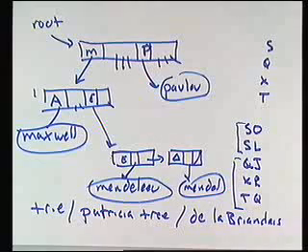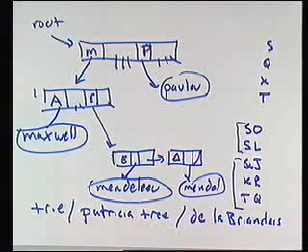There's other things in section 8.2 as well, among them a different kind of trie implementation and also something called a digital search tree, but don't worry about that. Just worry about what I've gone over here in lecture.